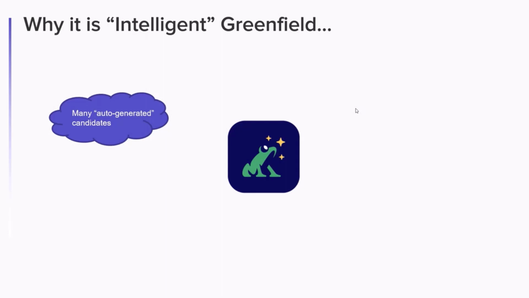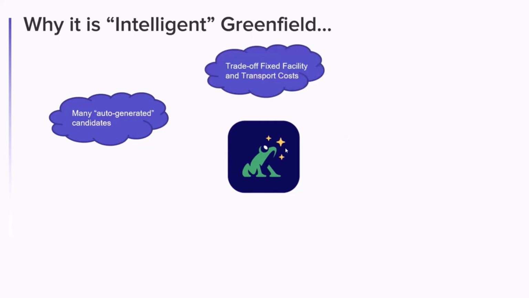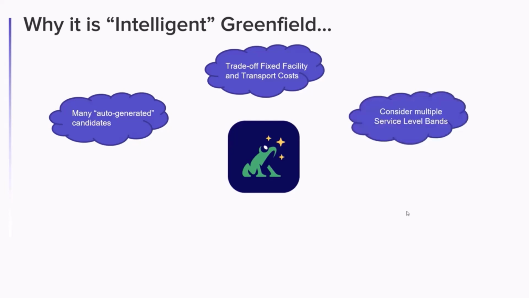Well, firstly, we can consider many candidates or potential locations for a new facility, and these are all auto-generated. We're also able to augment those with our own candidate locations. We can also optimize on cost, considering the trade-off between fixed facility costs and the transportation cost to fulfill the demand. We can also consider service levels, and we can consider those across multiple bands. So for example, we could define that 80% of our demand must be serviced within 300 miles of a facility. The next 10% must be within 500 miles, etc.